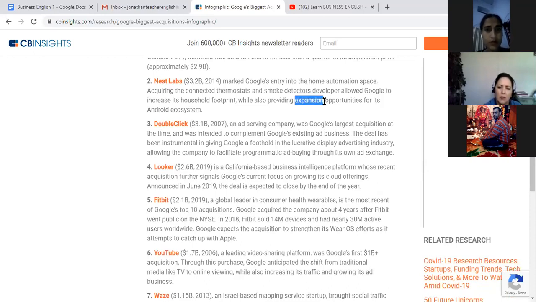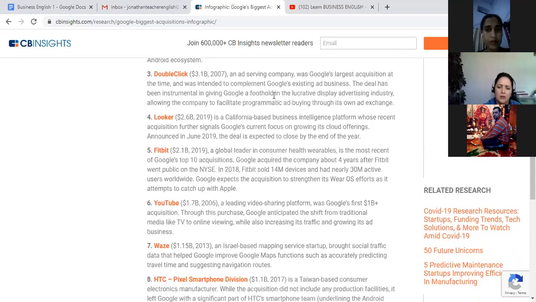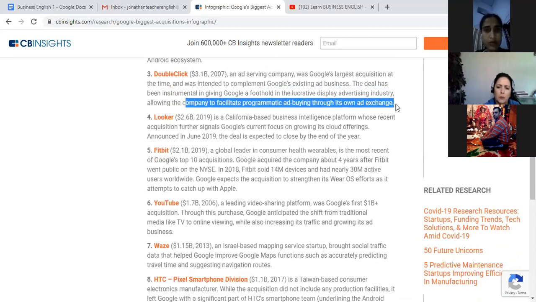3, $3.1 billion, 2007, DoubleClick, an ad-serving company, was Google's largest acquisition at the time and was intended to complement Google's existing ad business. The deal has been instrumental in giving Google a foothold in the lucrative display advertising industry, allowing the company to facilitate programmatic ad buying through its own exchange.